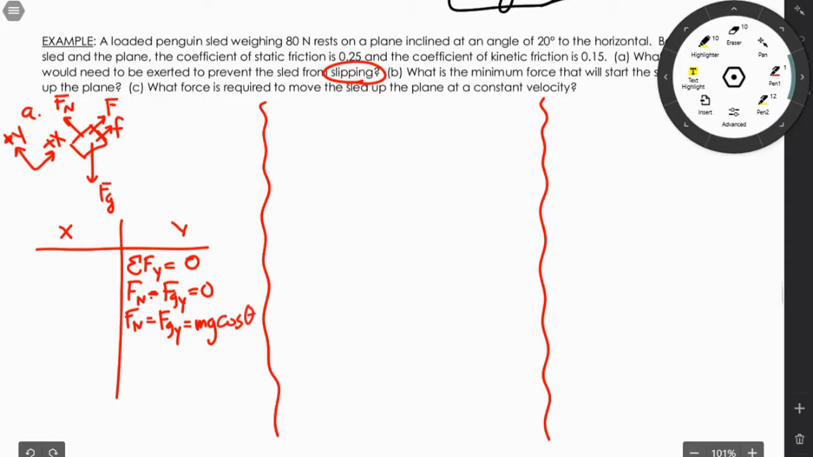Okay. And then over here, let me erase that big, because really we're done with the y direction. So I'm going to rearrange my chart here a little bit to give me more space for the x direction. So now we're going to solve the x direction. Now, slipping means we don't want it to accelerate. So the sum of the forces in the x direction is going to be 0.